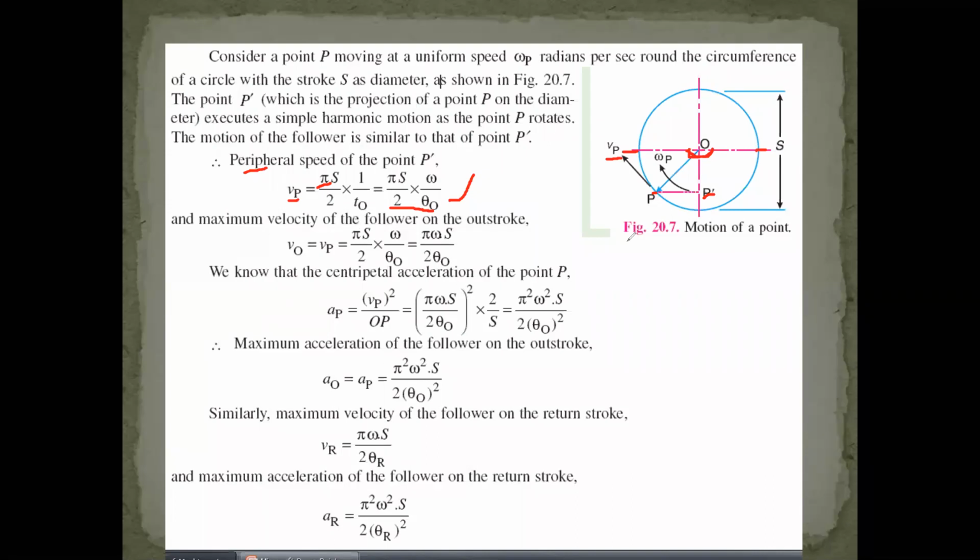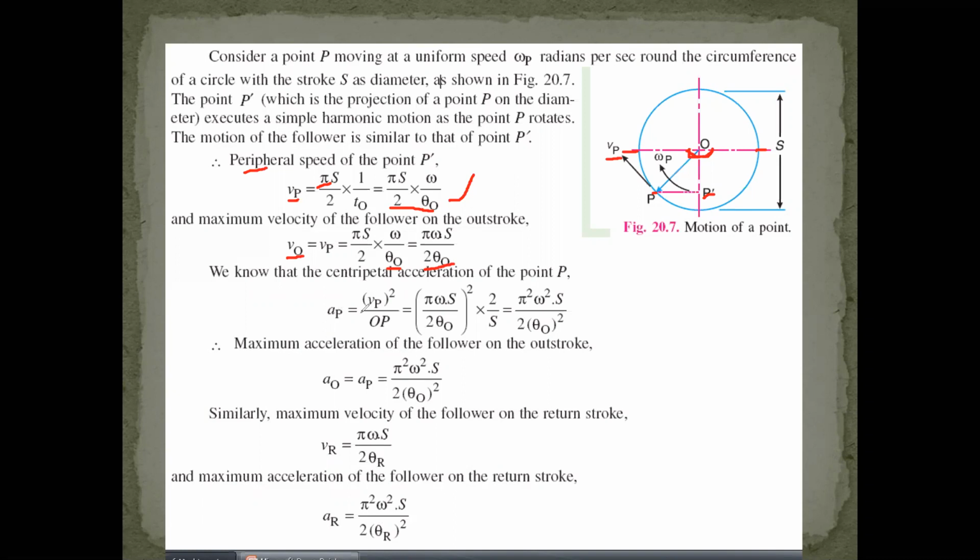Let us take the outstroke period. From our outstroke period, V naught, the representation is different. V naught, outstroke, is represented with V naught. V naught equals pi omega s by 2 theta naught. That is the maximum velocity of the follower.